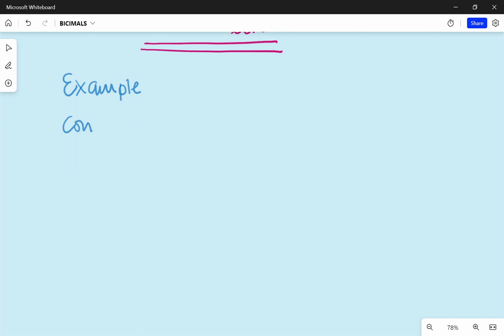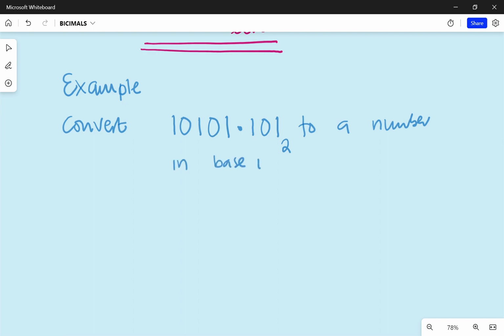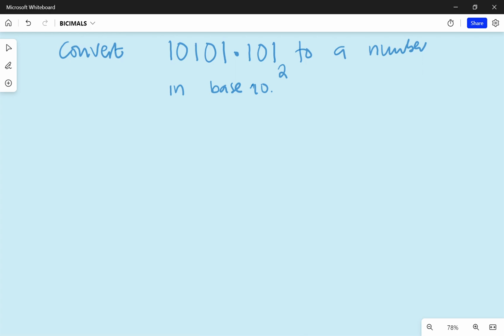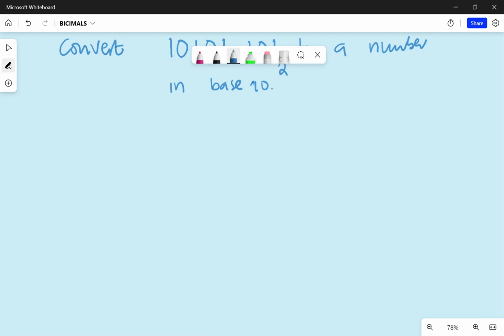Okay, one last example. Convert 10101.101 base 2 to a number in base 10. Okay, solution.